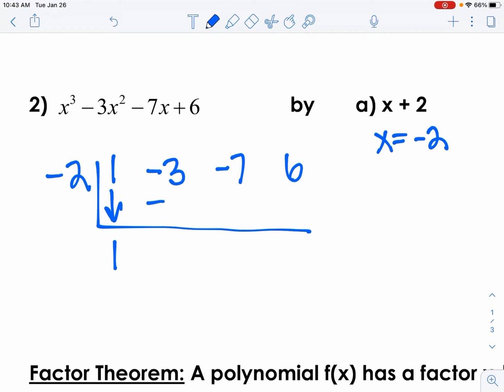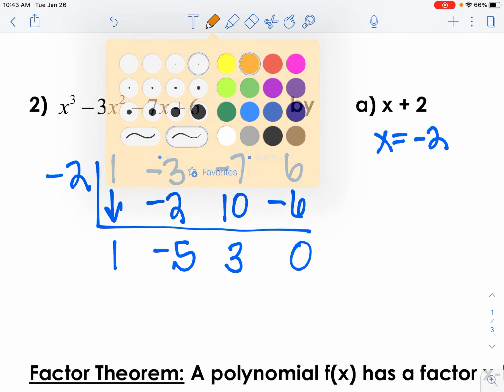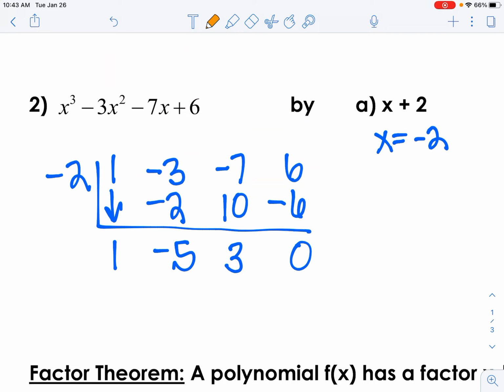When we drop down the 1, we get negative 2, which is negative 5, positive 10, 3, negative 6, and 0. What that means when we get a remainder of 0 is that this evenly divides into x cubed minus 3x squared minus 7x plus 6. So our answer here is 1x squared, we could just write x squared minus 5x plus 3. You don't have to write a remainder if that turns out to be 0.